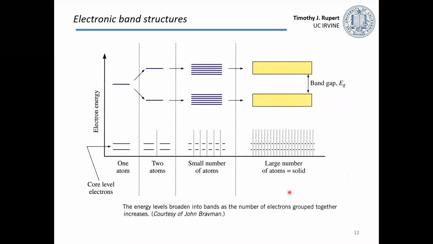In a real solid, we often have many millions of atoms, so we're not going to see those discrete lines. Instead, what we're going to see is these bands. These are possible energy levels that can be filled by electrons in that valence band. Okay.